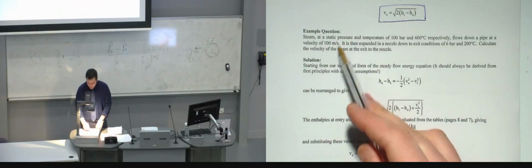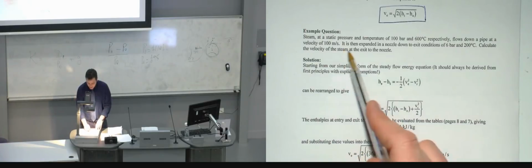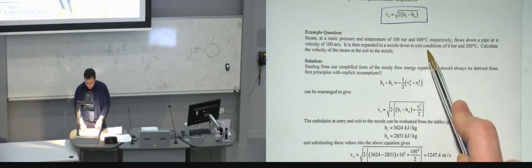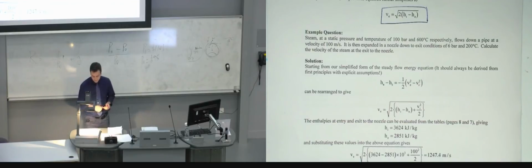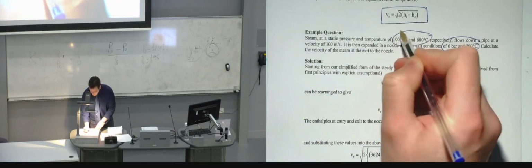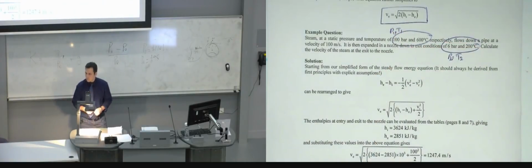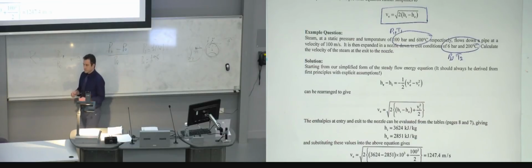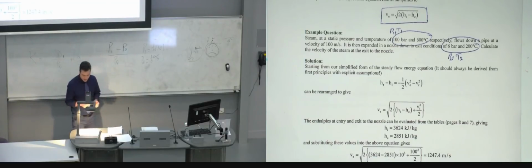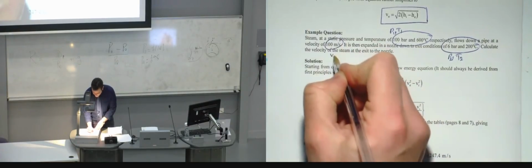So we've got pressure, temperature at the inlet. Then we've got the velocity at 100 meters per second. It is then expanded into a nozzle down to an exit condition of 6 bar and 200 Celsius. We are interested in, so this is P2 and T2. This is T1 and P1. Okay? And also what you know is the VI, which is 100 meters per second.